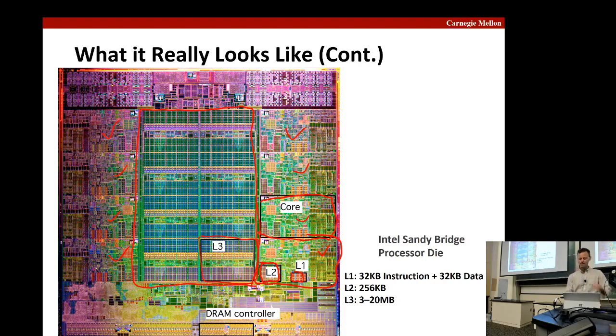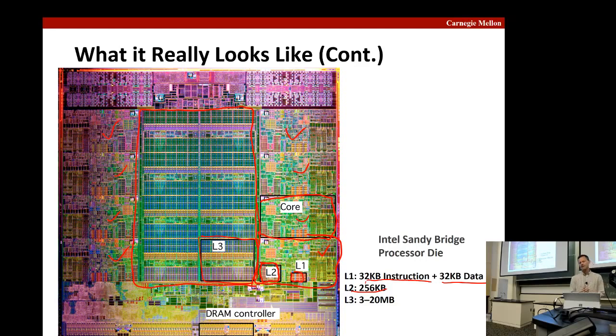In this particular die, there's a 32 kilobyte instruction cache, a 32 kilobyte data cache, and a 256 kilobyte L2, which is the backup cache for both the instruction and the data. Then this L3 cache, depending on how much money you spend, can be anywhere from 3 to 20 megabytes. Okay, so any questions on that?